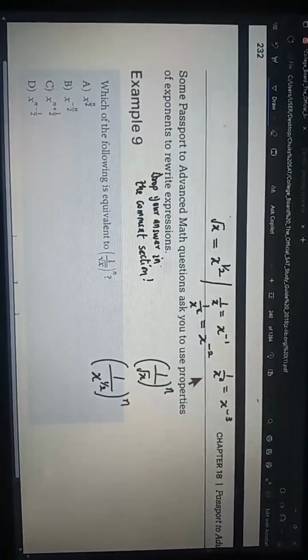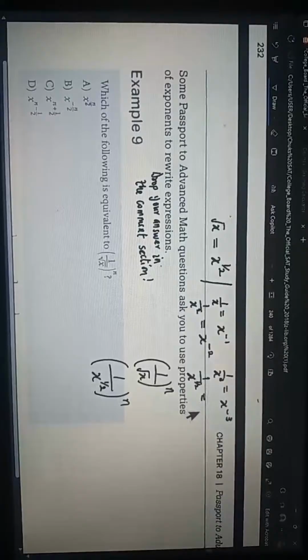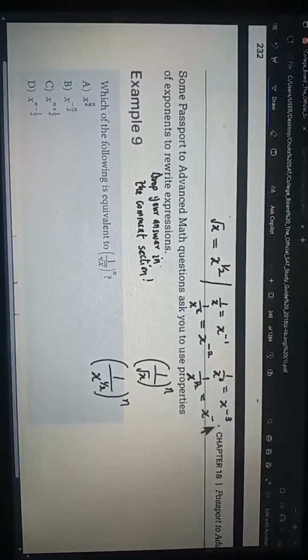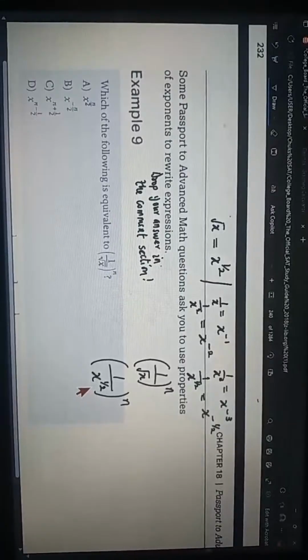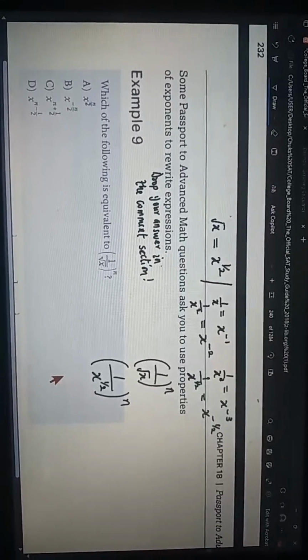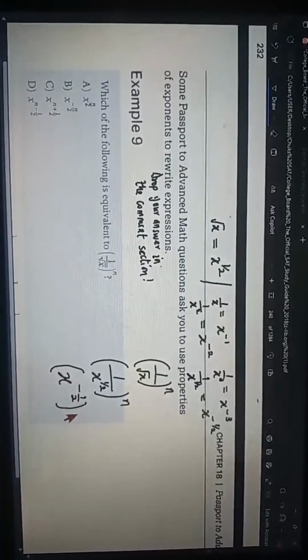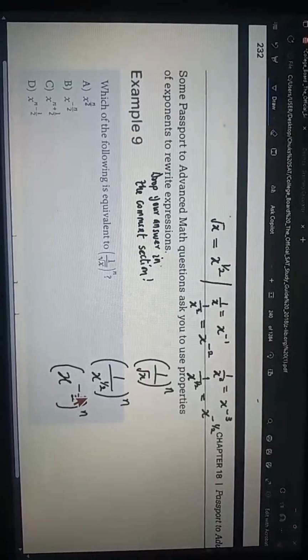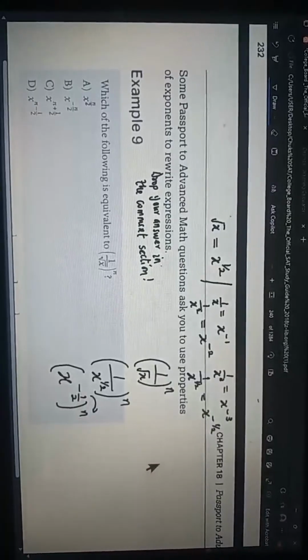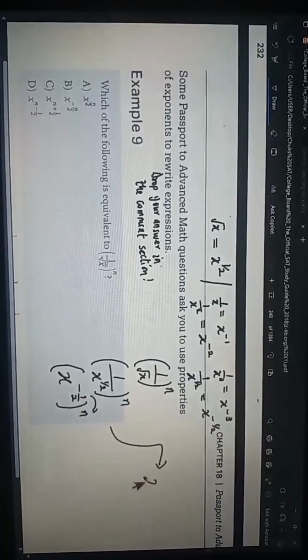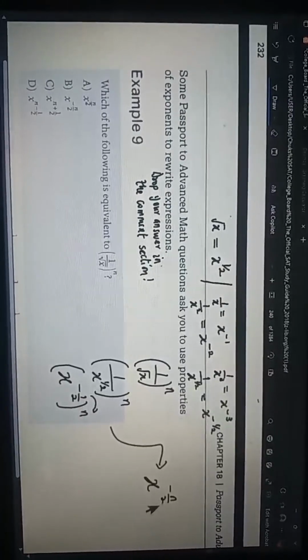I believe you already know what is happening. So if we have 1 over x to the 1 over 2, it can be expressed as x to the negative 1 over 2. So this can be expressed as x to the negative 1 over 2, then all to the power n. Of course, we just go ahead and distribute this exponent. So negative 1 over 2 times n gives us x to the negative n over 2. So guys, B is the correct answer.